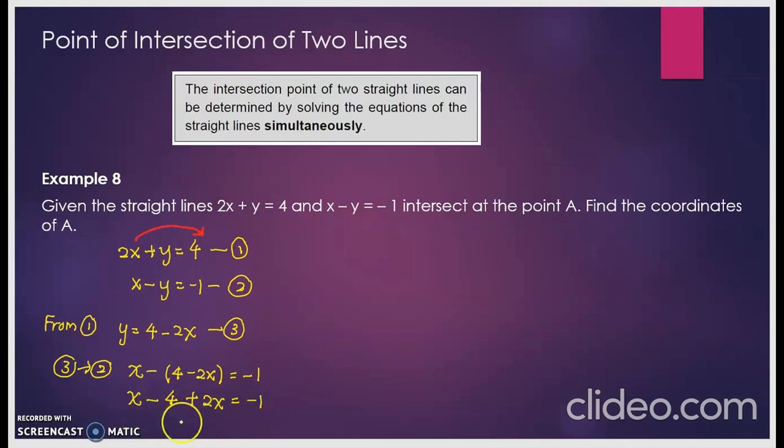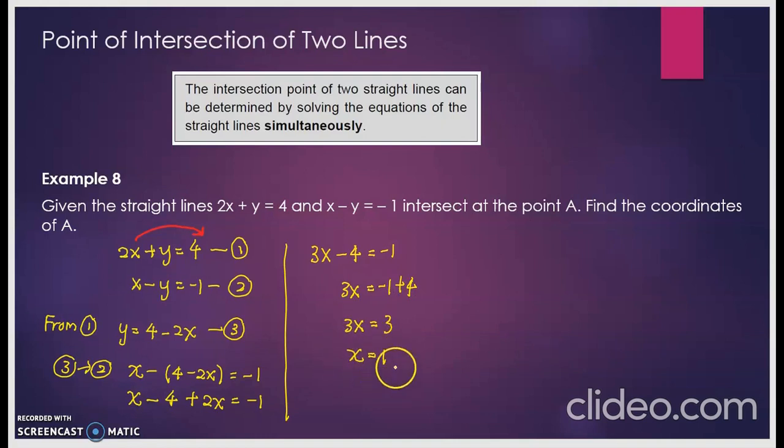Then I try to solve this part. x plus 2x is 3x. Minus 4 is equals to negative 1. 3x is equals to negative 1 plus 4. So 3x is equals to 3. So x is equals to 1. Now, you already found your value of x.